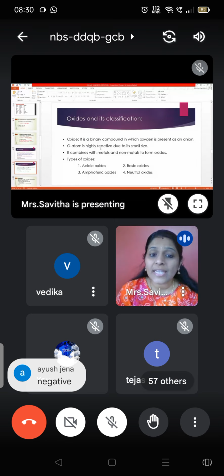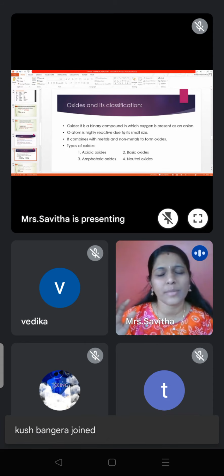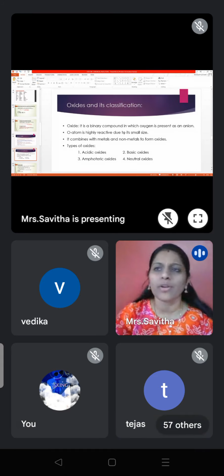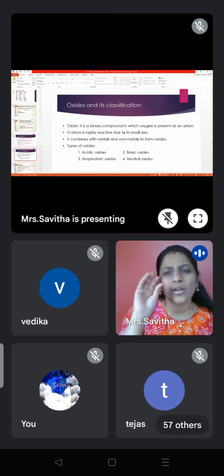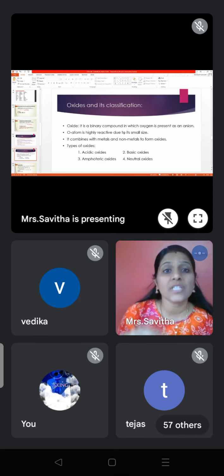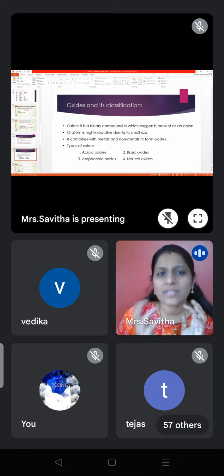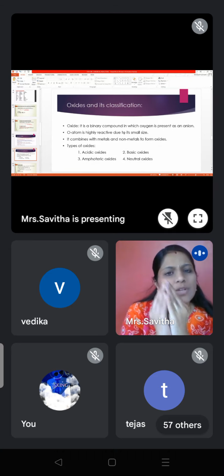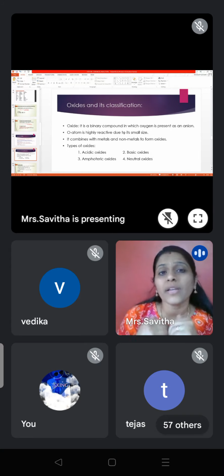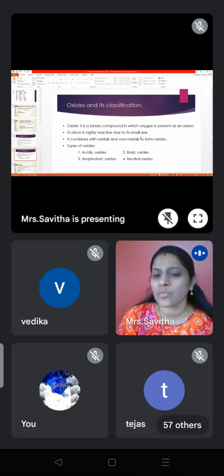The oxygen atom is highly reactive due to its small size. This you will slowly learn in 10th standard. When you have elements arranged in the periodic table, the ones towards the right are all very small in size. If they are small in size, then the reactivity is more. The smaller the atom, the more reactive, because when the atom is very small, it can accept many electrons, and that makes it more reactive. So the oxygen atom is highly reactive due to its small size.